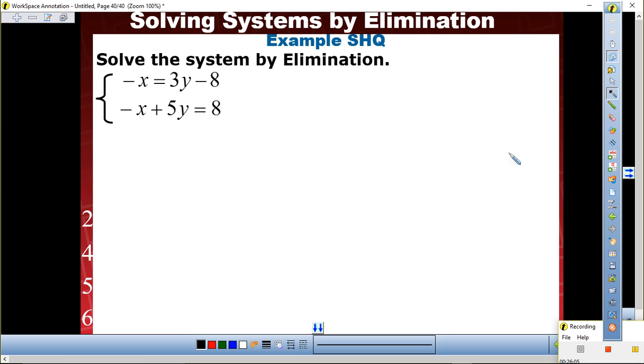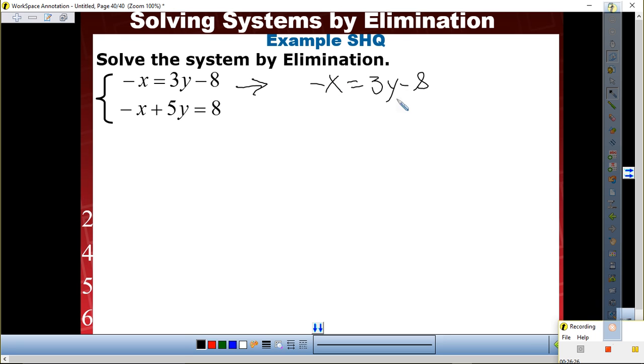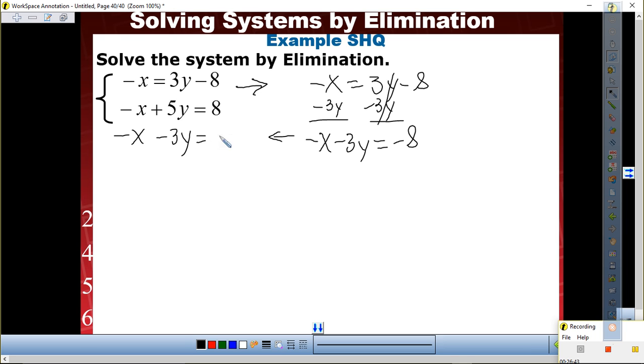All right. Look at it. It's very similar to the one we just did. Tell your neighbor what to do. I heard somebody say subtract 3y. That is correct. I'm going to take this. Negative x equals 3y minus 8. Subtract 3y. I'm going to write negative x minus 3y equals negative 8. And I'm going to write that right underneath.